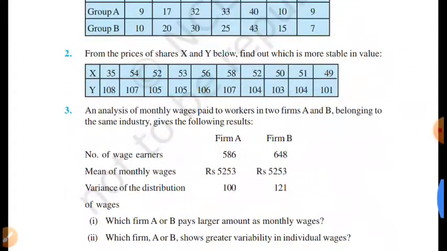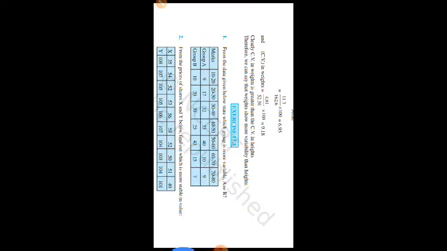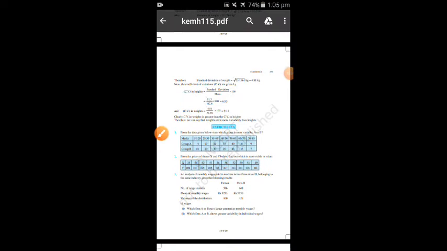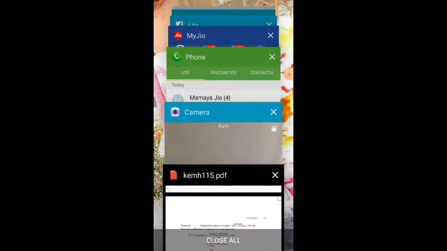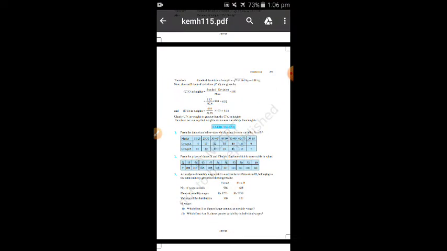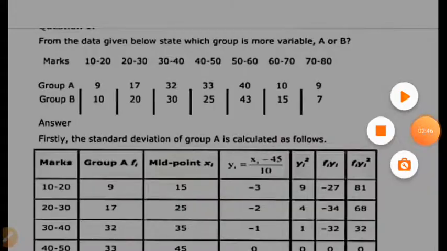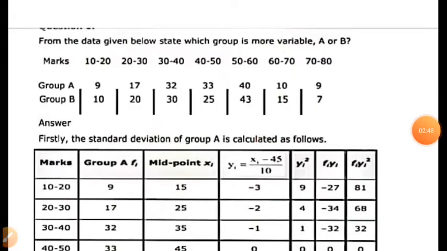Now let us go to the exercise problems given in exercise 15.3. Let us solve the problems of the exercise. The first problem is given. From the data given below, state which group is more variable, A or B. Group A is given and group B is given.